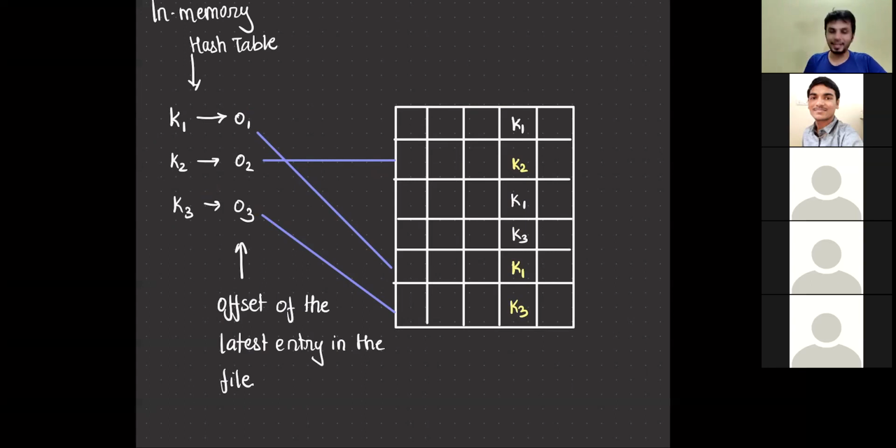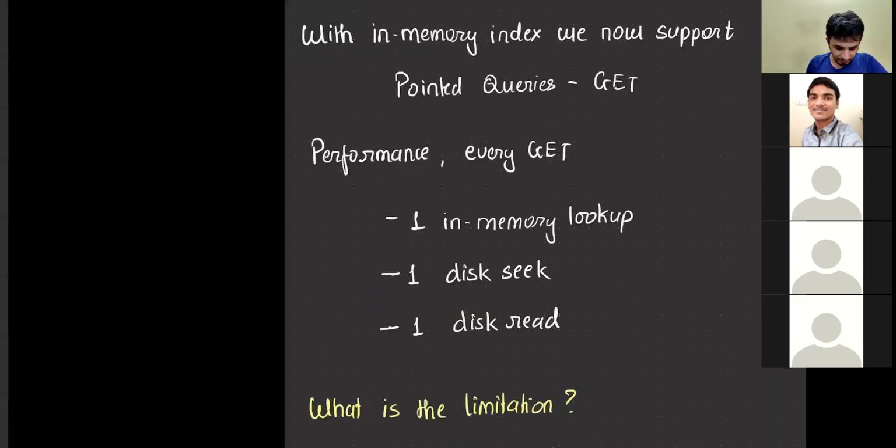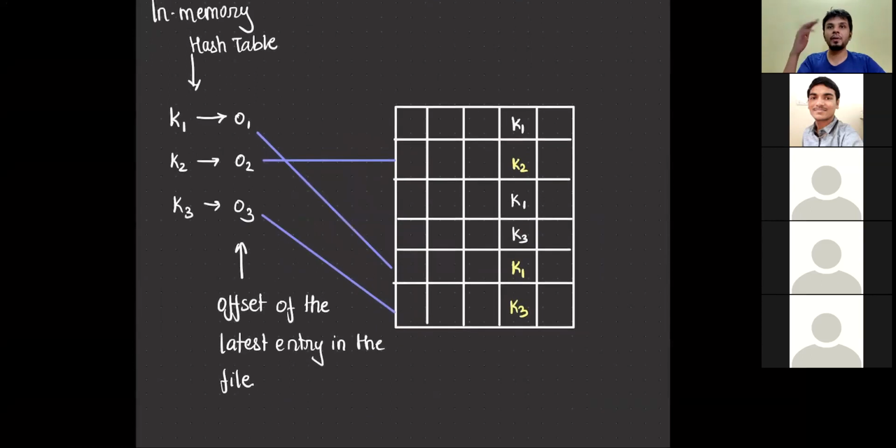Now whenever we want to do a get, let's say I want to get key K1, I would come to this in-memory hash table, go to this K1, and find offset O1. Offset O1 is here, so I go to this place and read the entry. Similarly, if someone asks me for key K3, I'll come over here, get the offset O3, go to the file at this offset and read the content here.